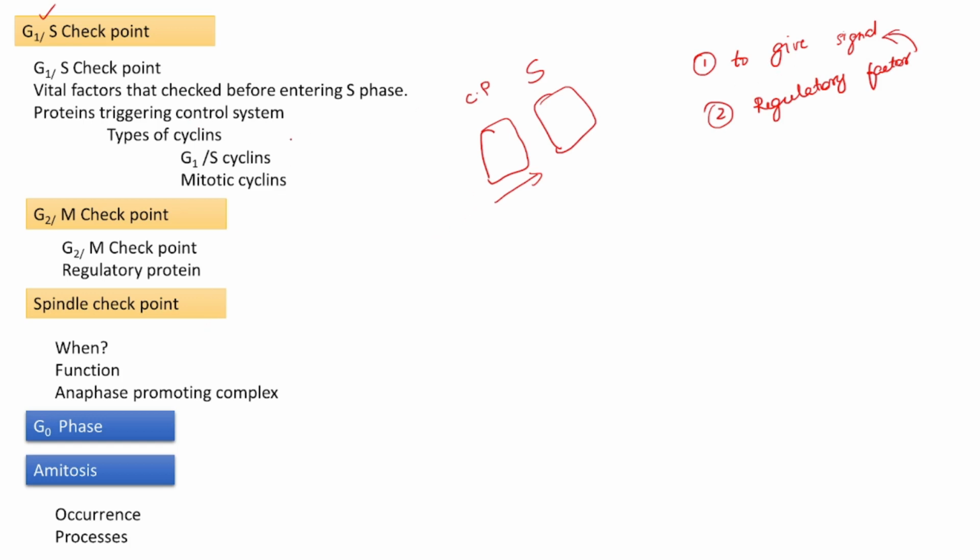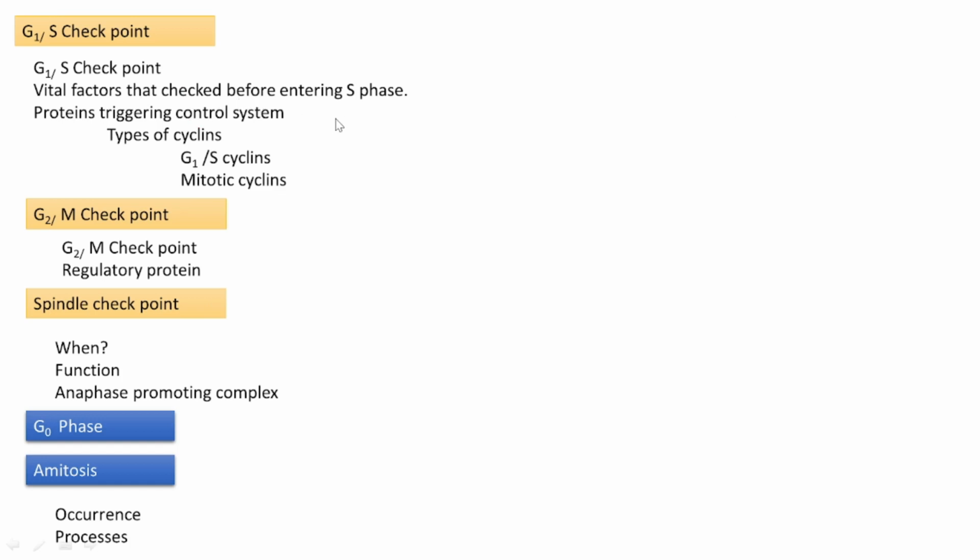Then which are the factors that need to be checked before proceeding to the S phase? First, we need to confirm whether the cell attains the required size to undergo division. That needs to be checked before proceeding to S phase. Next, we need to confirm that the required energy reserves are there to undergo division.